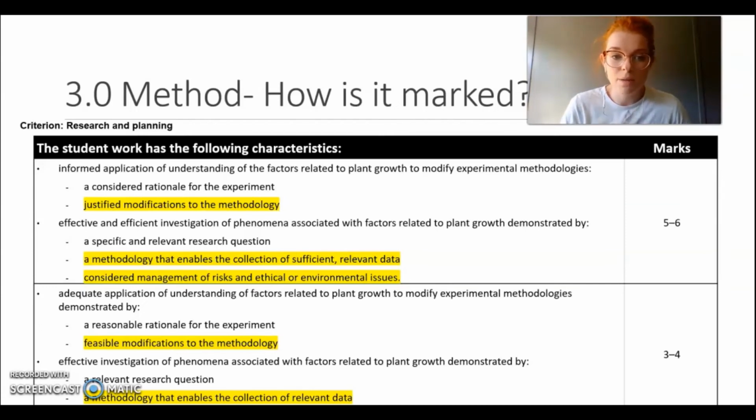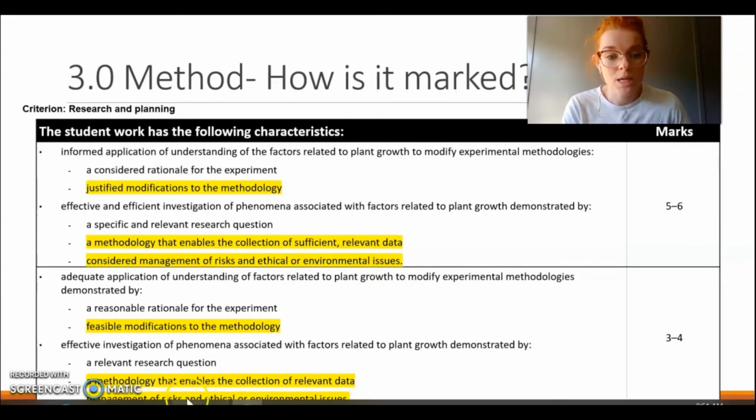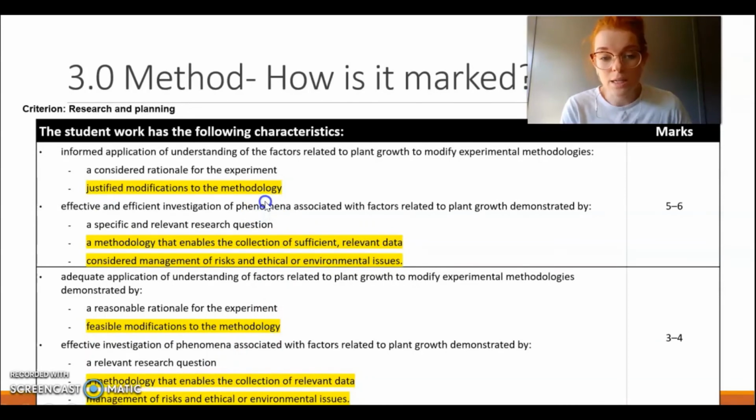And then you need to have a considered management of risks and ethical or environmental issues. So if you're not doing both, see here, it's got "and" as well. So if you are technically not talking about the ethical or environmental issues, you will not get anything more than possibly a 2 because it doesn't align to either of these criteria. You need to make sure that you do not forget the ethical or environmental issues, otherwise you will very much get marked down. You need to have all of them. Even if it's just a statement that says there were none, that at least means that you've considered it.